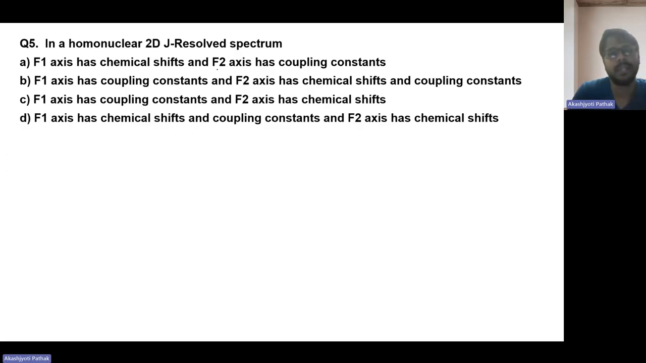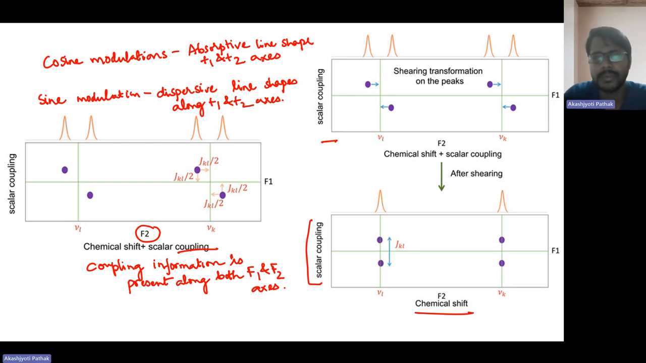So now try to solve this question. In a homonuclear 2D J resolved spectrum, F1 axis has chemical shifts and F2 axis has coupling constant. F1 axis has coupling constant, F2 axis has chemical shifts and coupling constants. F1 axis has coupling constant, F2 axis has chemical shift. F1 axis has chemical shift and coupling constant, and F2 axis has chemical shift. So yeah, you see this figure. What does this F1 axis have? Scalar coupling, and what does the F2 axis have? The F2 axis has chemical shift.